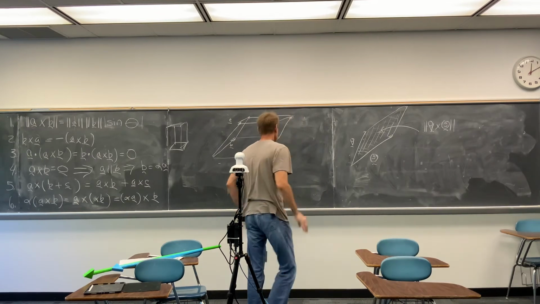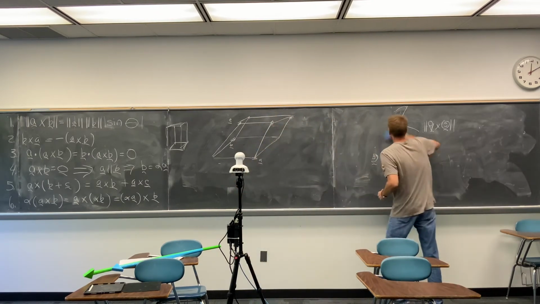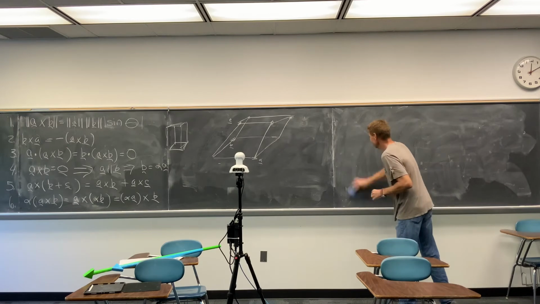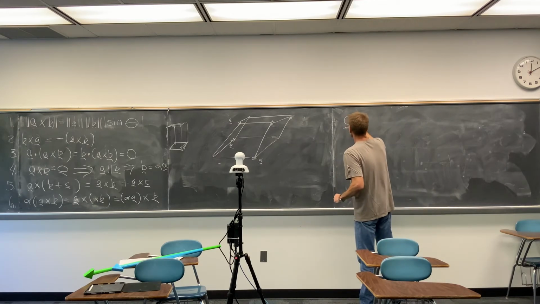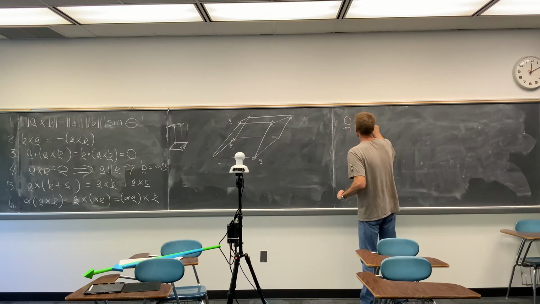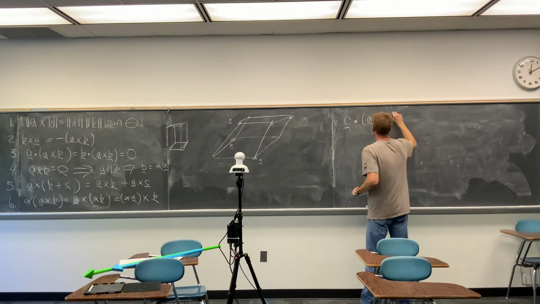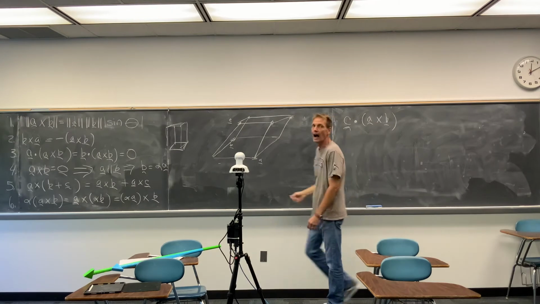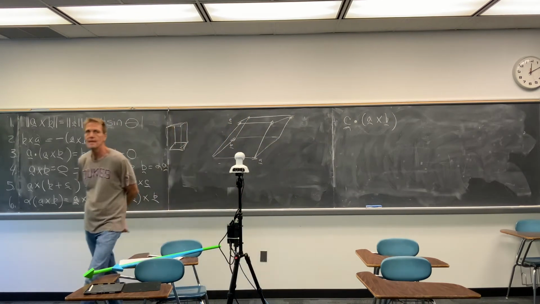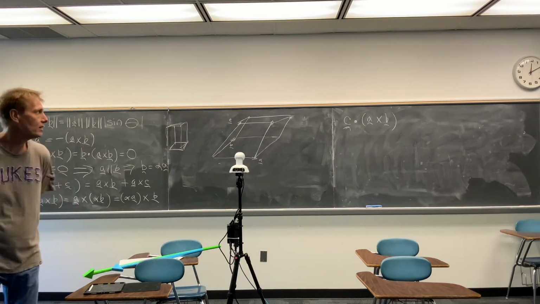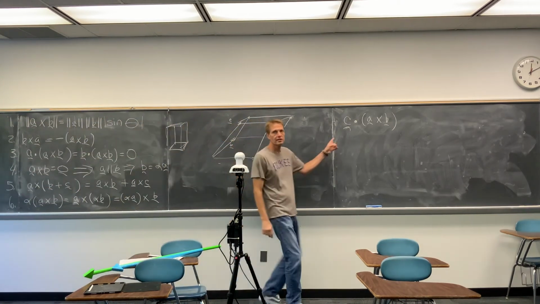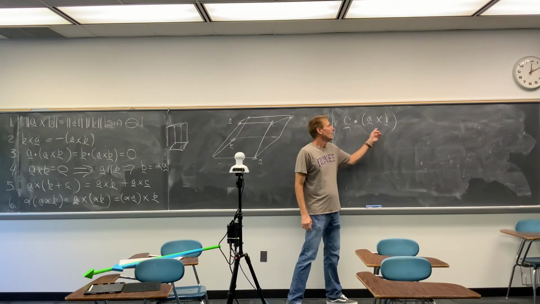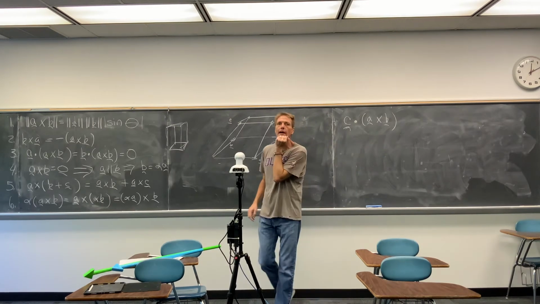What if you have that? Can you read that? Can you see that? I just drew it on the board. What does this say? E dot A cross C dot A cross B.